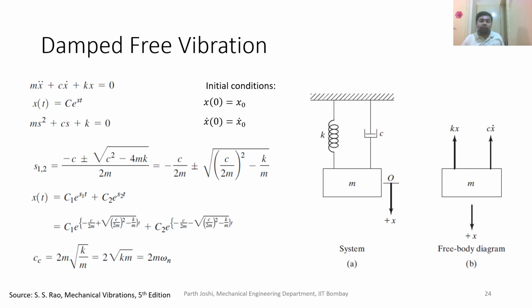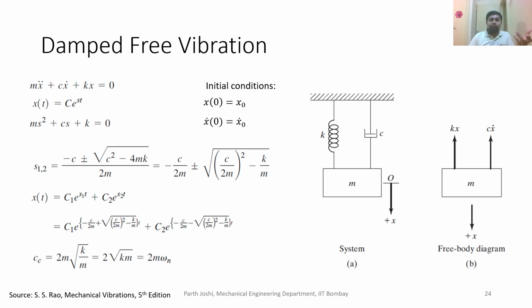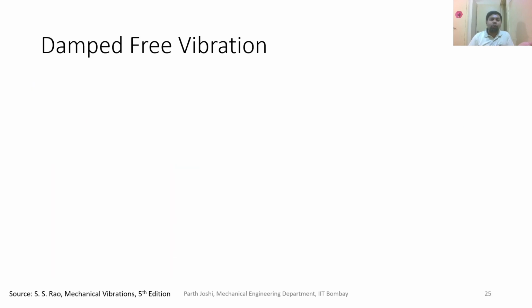Now, how do we calculate the values of C1 and C2? The constants C1 and C2 are calculated based on initial values. Exactly, yes, you're right. So we substitute the initial conditions and then find out what C1 and C2 are. But this is valid only if we have two real roots. So now we will be having cases where we may not have real roots.